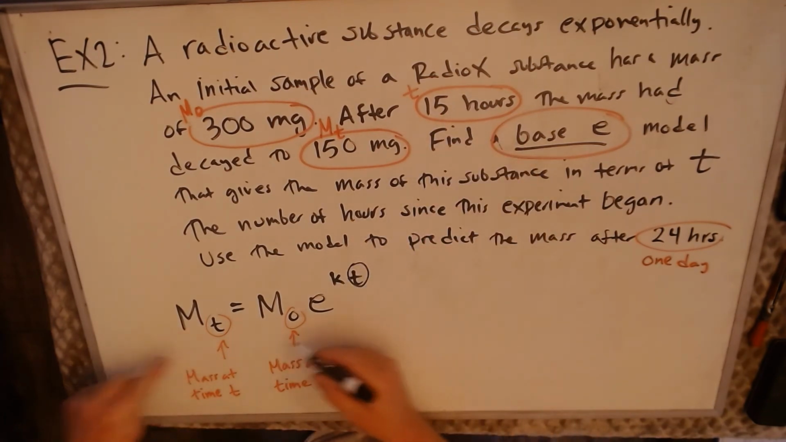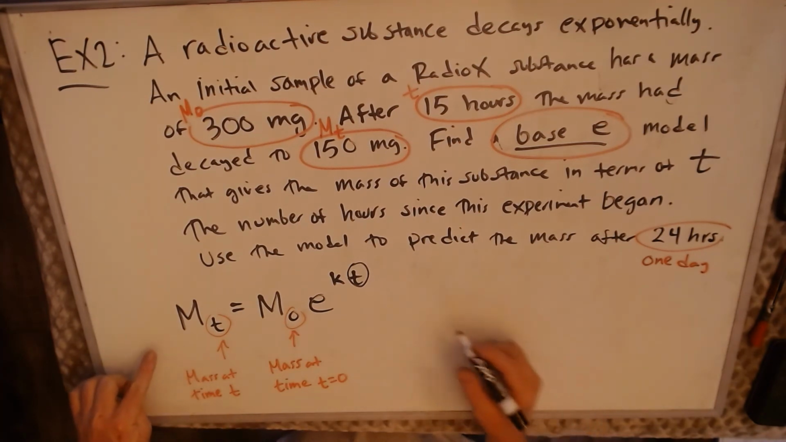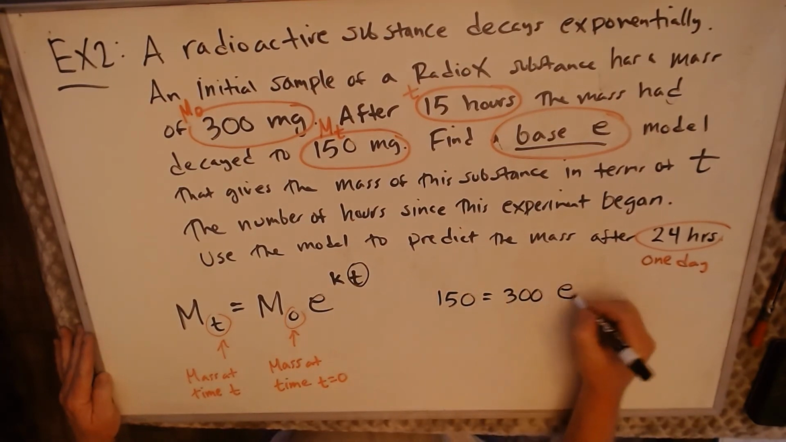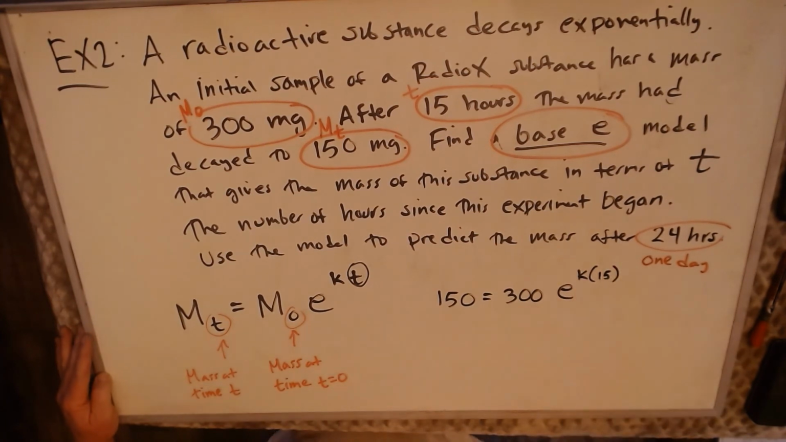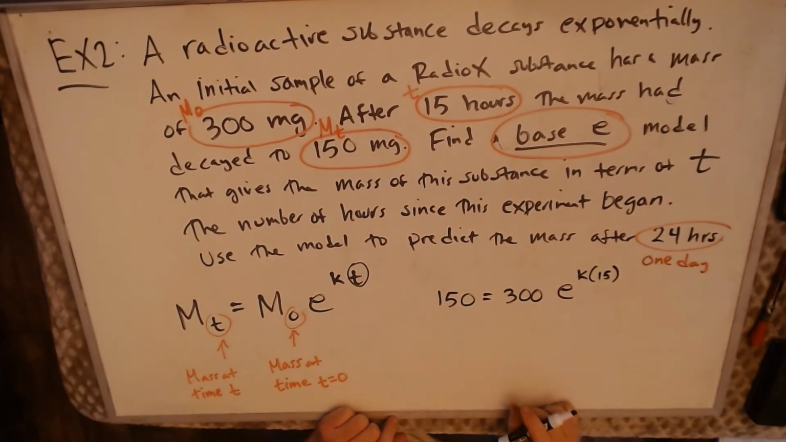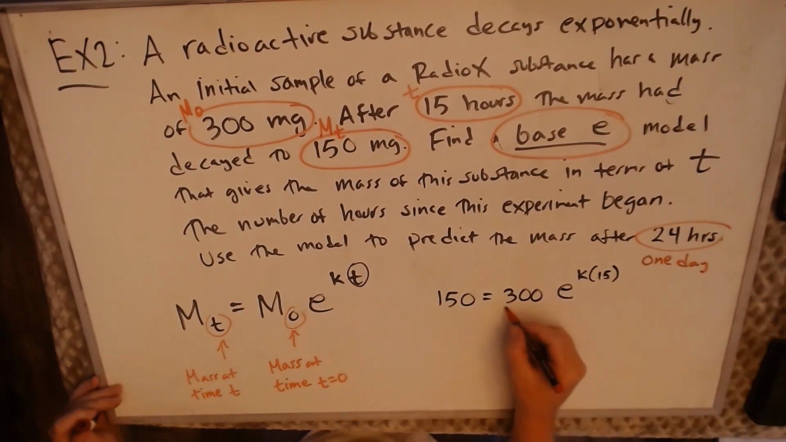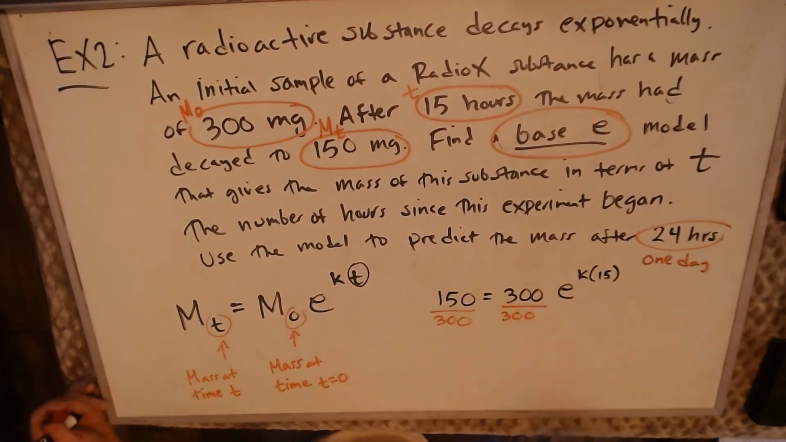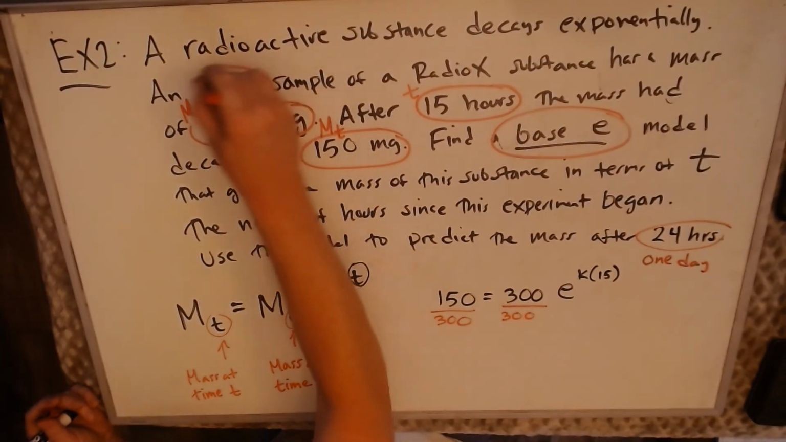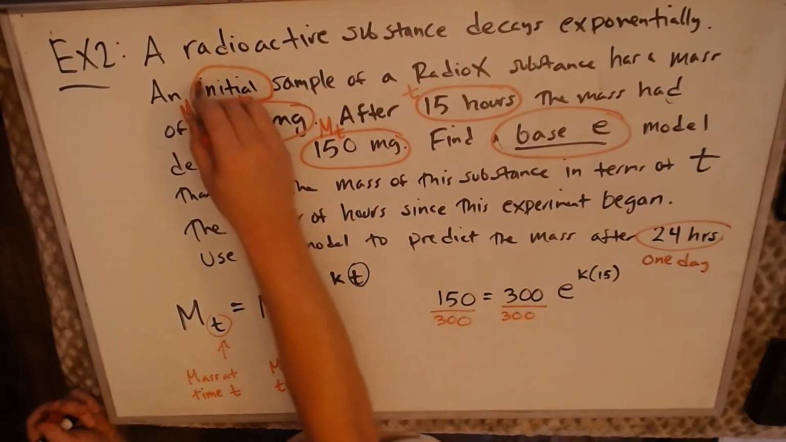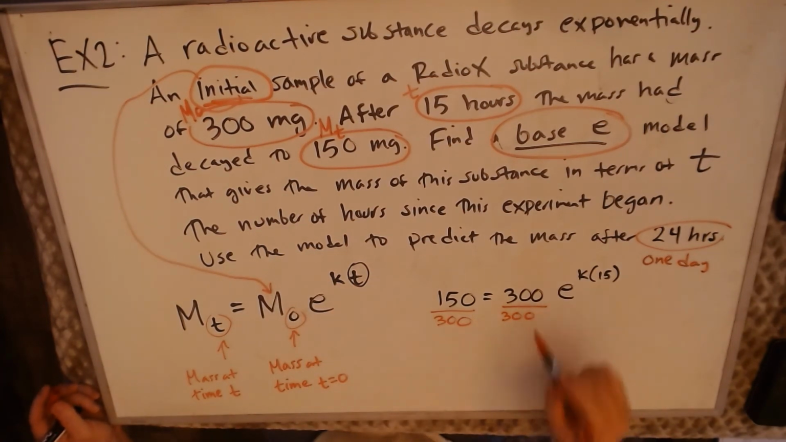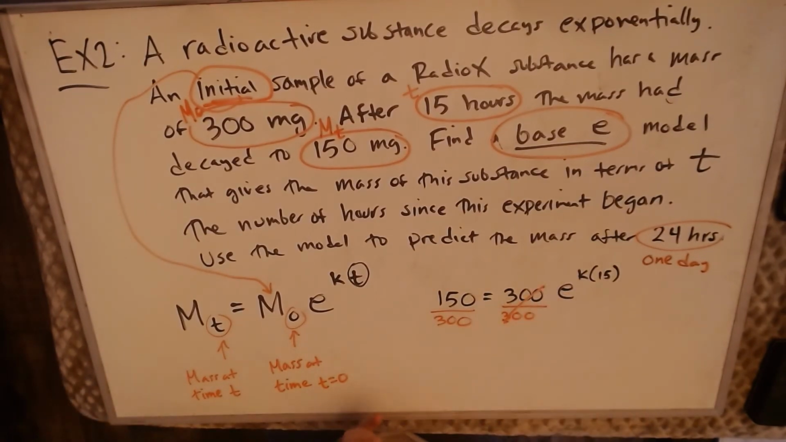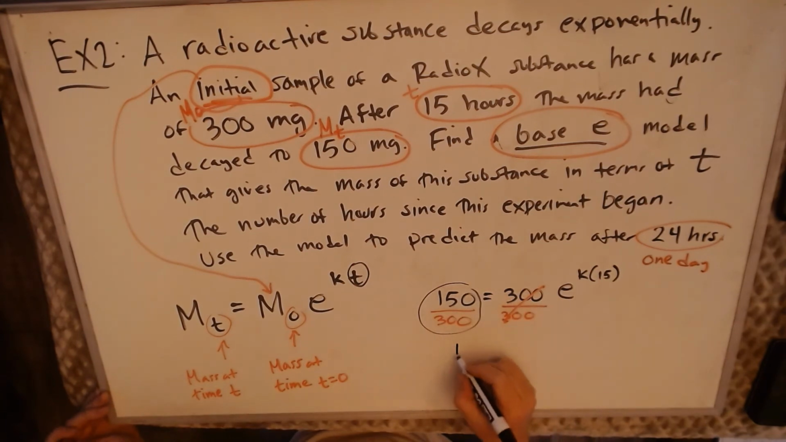So we'll go ahead and plug everybody into this relationship here. So we have 150 equals 300 e to the k times 15. Now in the next step, it's always the same second step after you set up the model. You're always going to divide by whatever your initial amount is. That's this M0. So that teaches us a very important lesson, that these values really don't matter all that much, because this fraction is what really matters.